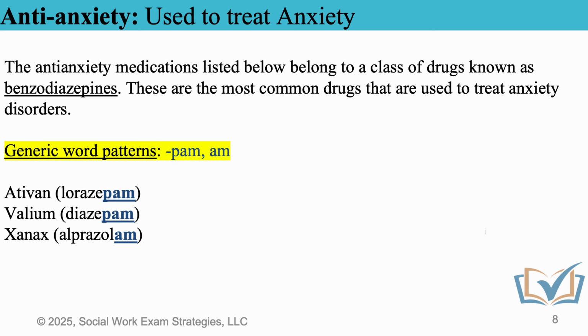So let's review this list. If you look at this list here, Ativan will be the name brand. The generic ends with P-A-M. Valium is a name brand, and the generic ends with P-A-M. And Xanax is a name brand, and it ends with A-M.